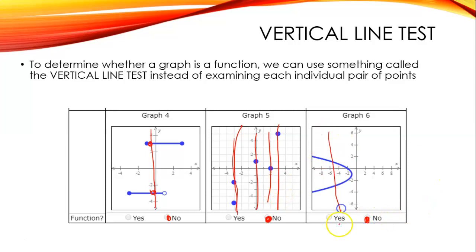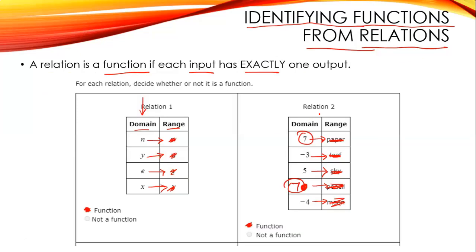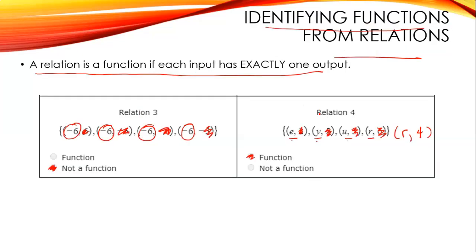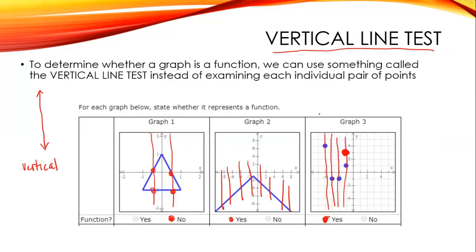If I draw a vertical line here, it goes through two spots on the blue curve, so we would say no. So the vertical line test is like a shortcut to us having to list all the infinite points that are on this curve, and it's just a shortcut way of telling whether or not something is a function. So remember, the definition of a function is that each input has exactly one output. We can either look at a table, we can look at ordered pairs, or we can look at the graph, and the vertical line test helps us with that graph.